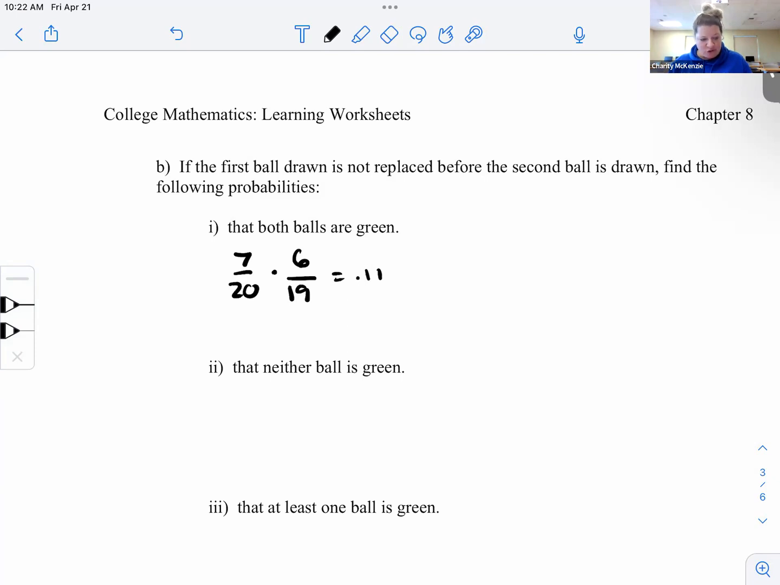So the first one, gosh, we have 2 situations though. So neither ball is green. So we have to look at red and white. Okay, so we think about the color red. There were 5 red. So if we reach in, it's 5 out of 20 for that first one. Okay, and then the second one.